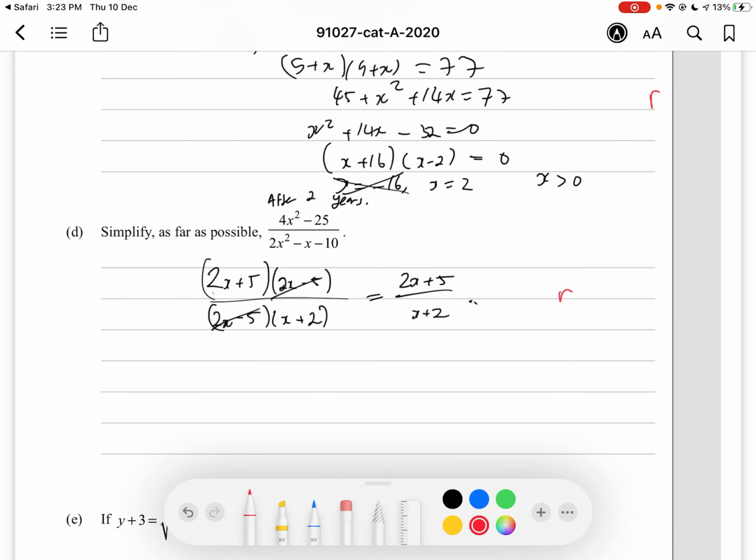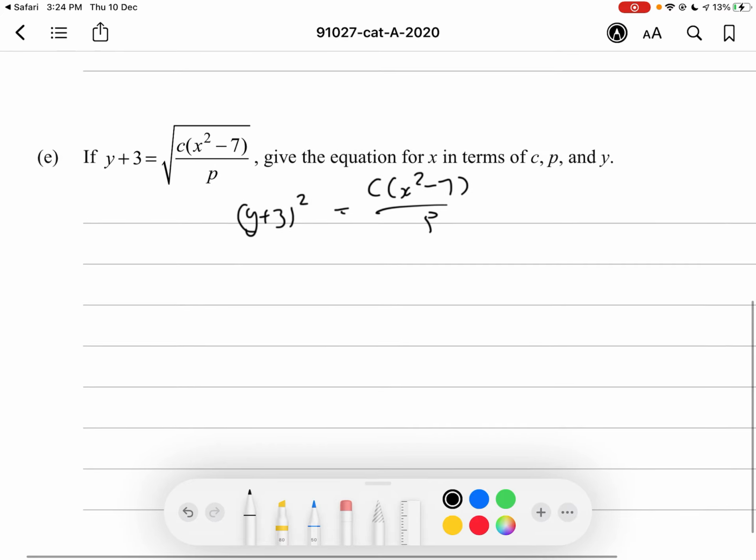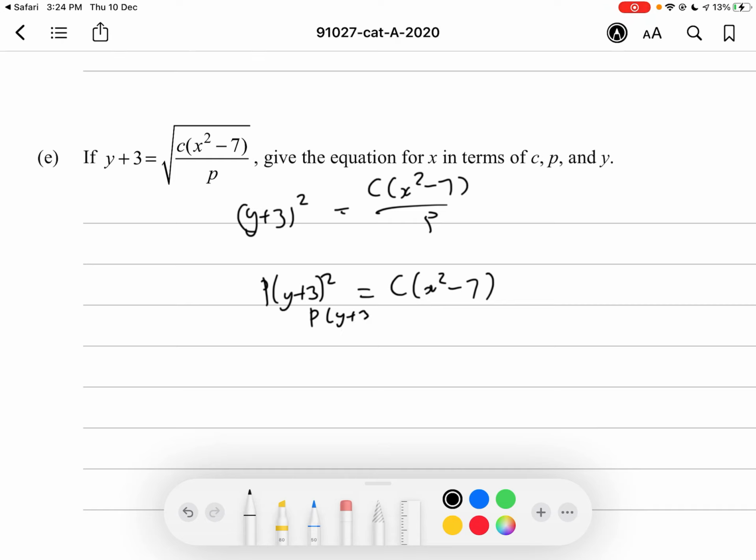This should be another merit question. Okay, merit question. If y plus 3 equals the square root of c times x squared minus 7 over p, give the equation for x in terms of c, p, and y. So if we square both sides, we'll say (y plus 3) squared equals c times (x squared minus 7) over p. If we multiply p on both sides, we'll see p times (y plus 3) squared equals c times (x squared minus 7). Therefore, if we divide by c on both sides, we'll get x squared minus 7 equals p times (y plus 3) squared over c. Therefore, p times (y plus 3) squared over c plus 7 equals x squared.